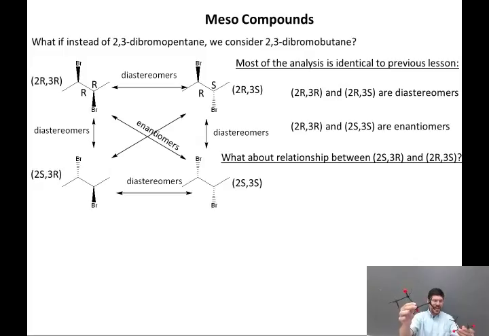2R3S in my left hand and the 2S3R in my right hand. If we look at these, are they mirror images of each other? Well, gee, I think they are mirror images of each other. Are they superimposable? Well, initially, you may think that they are not superimposable, but I'm going to do a little trick on you.